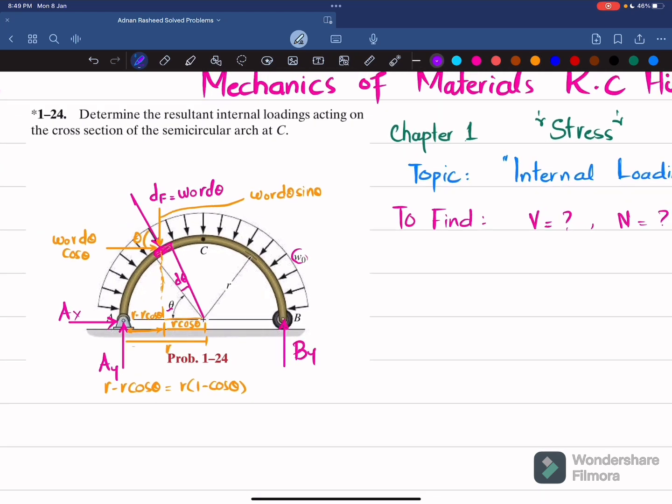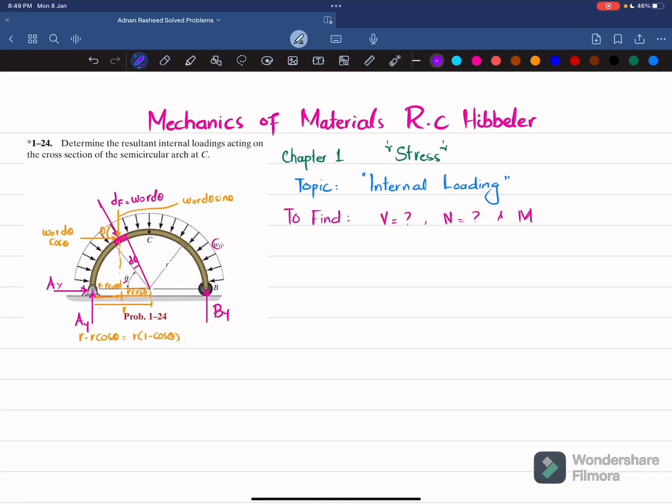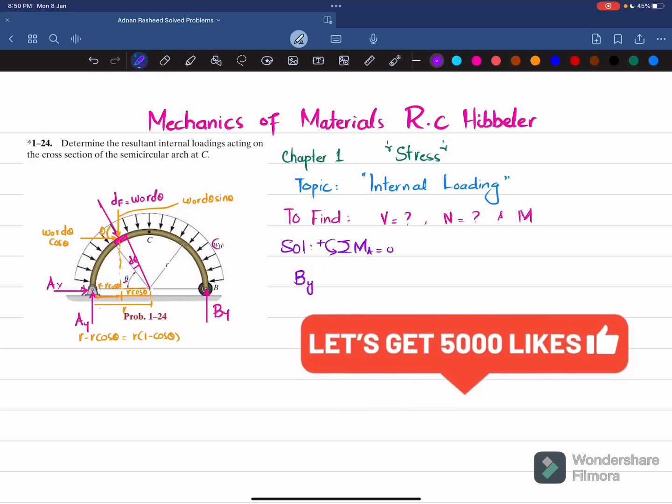So the first equation of equilibrium is that the sum of all moments about point A is equal to 0, taking the counterclockwise moment as positive. So about point A, these two forces are not producing moment because they are passing through it. So the first force which is producing moment about point A is By times the perpendicular distance, which is 2r, because this distance is r and this is r, so it will be 2r, and this is producing counterclockwise moment, so it will be positive. So I will write By times 2r.